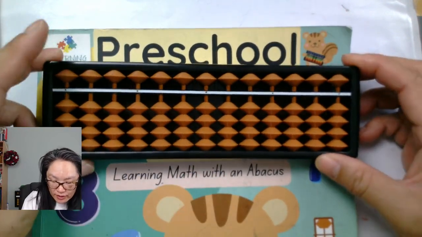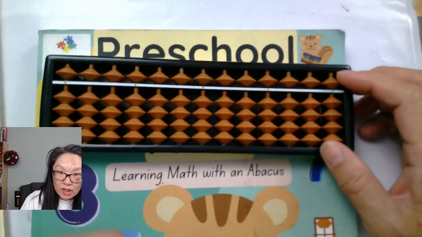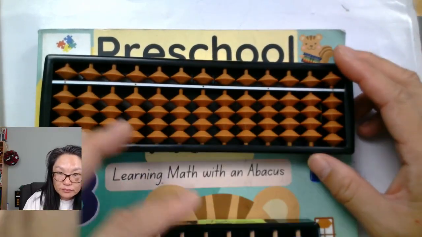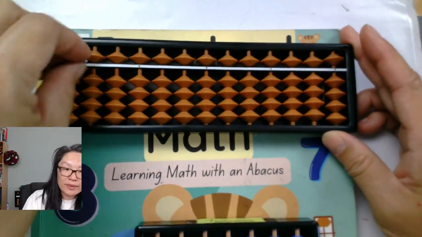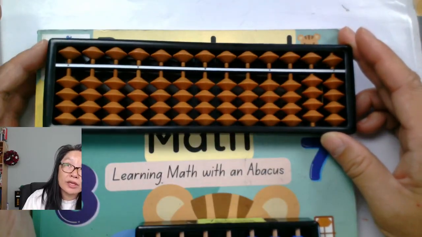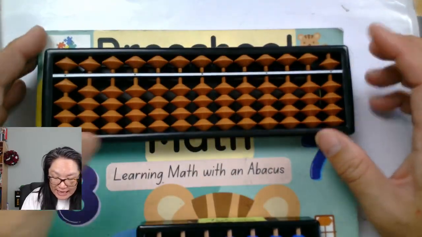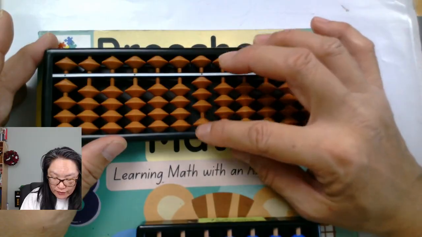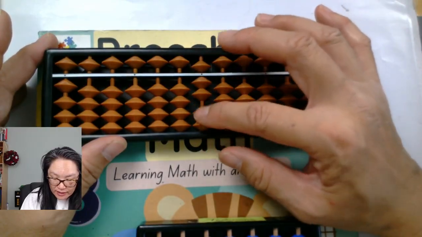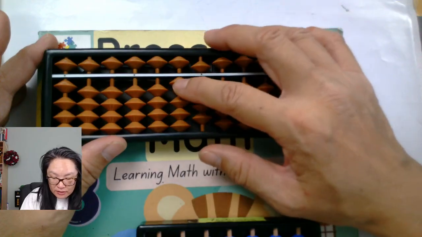The only thing that's different on this one is that it's 13 columns and this one is 7 columns. Because size matters. Why? Because it depends on how big your numbers will get. So when we look, it's all about the positioning. Again, it's the same thing. 1, 2, 3, 4, 5, 6, 7, 8, 9, and then 10. Whoa, 10.